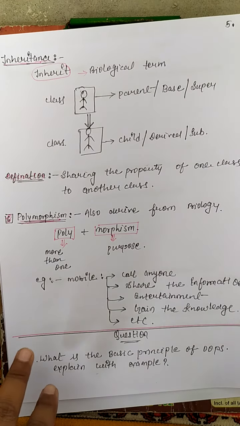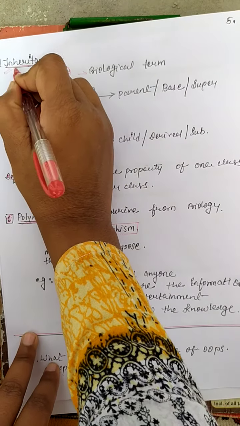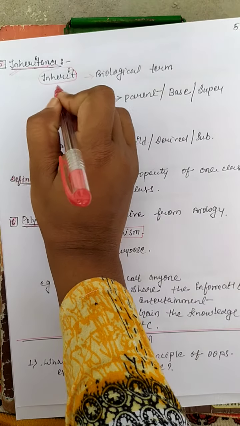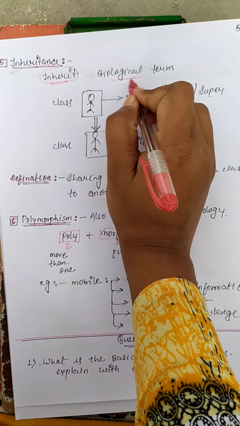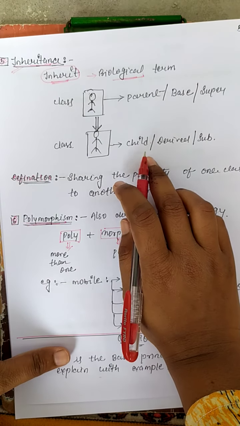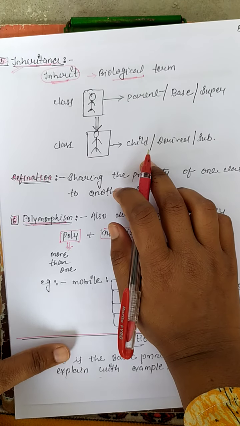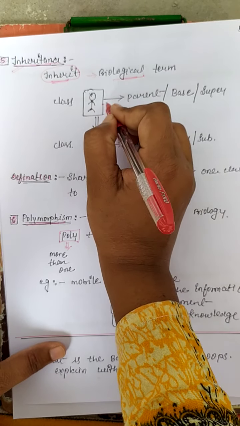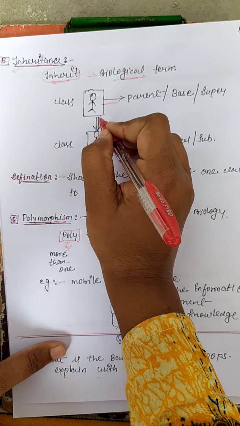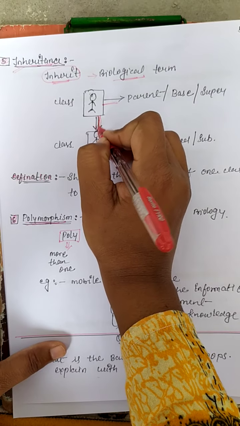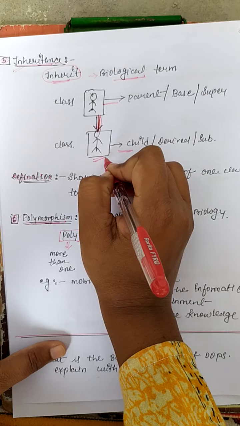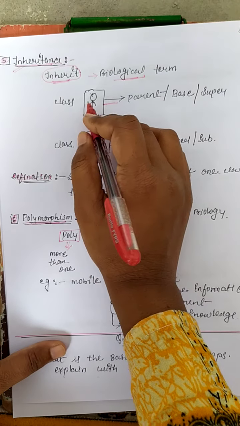So next one is inheritance. Inheritance is the fifth basic principle of OOPS. Inherit is a biological term. What is the meaning of inherit? Inherit means to receive quality and characteristics from our parents or family. Suppose this is our parents and this is the child. From the parents we receive some quality or characteristic, that is called inheritance.